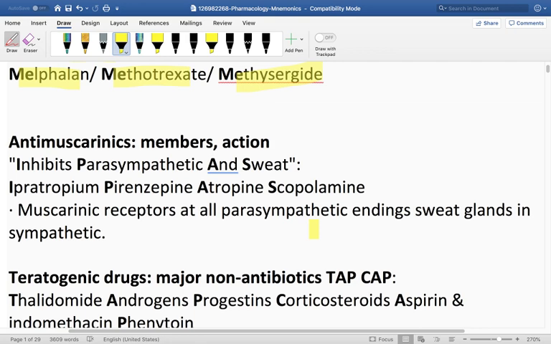Antimuscarinics, what is their action? Antimuscarinics inhibit parasympathetic and sweat. One way to remember: which is an antimuscarinic that you know? Ipratropium, pirenzepine, atropine, scopolamine. These are the four important drugs which are fundamentally the antimuscarinics.